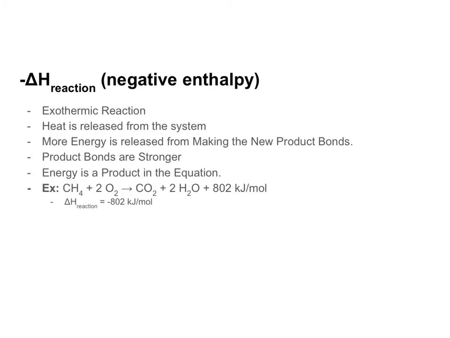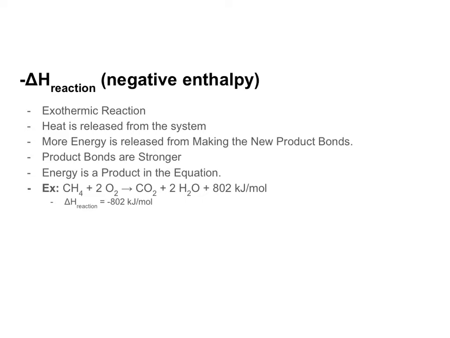A negative enthalpy reaction would be exothermic, and that's heat released by the system. So more energy is being released from the making of new product bonds. And that's because the product bonds are stronger than the reactant bonds, and as a result of that, the energy is a product in the equation as well.